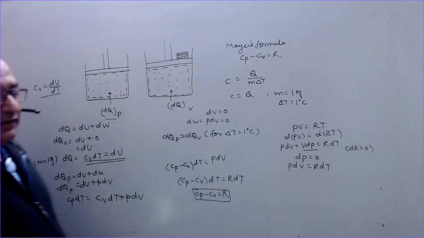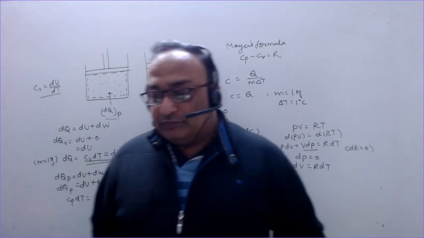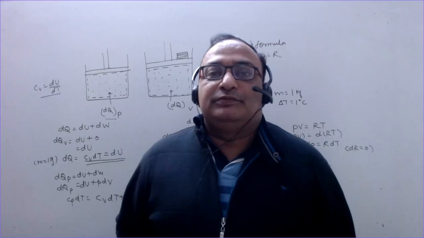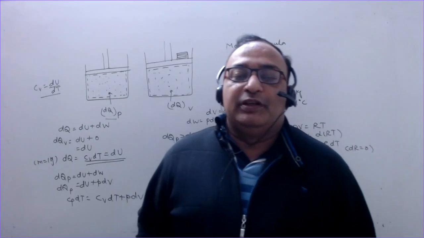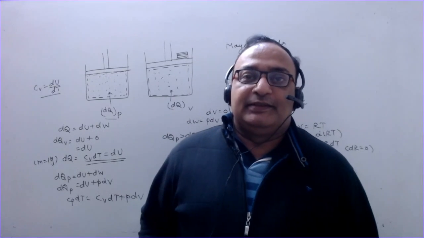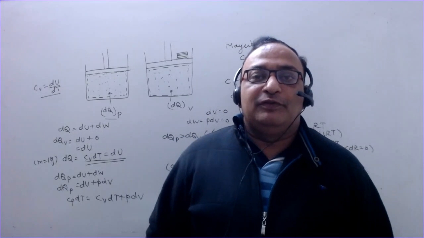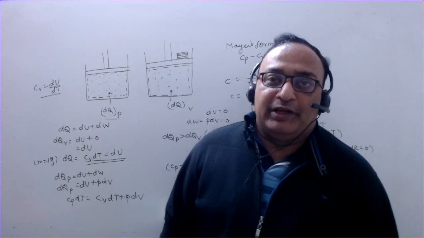Now after this, in the discussion, we will find how to find the specific heats of any gas, the exact values of Cp and Cv for different types of gases: monatomic, diatomic and triatomic.